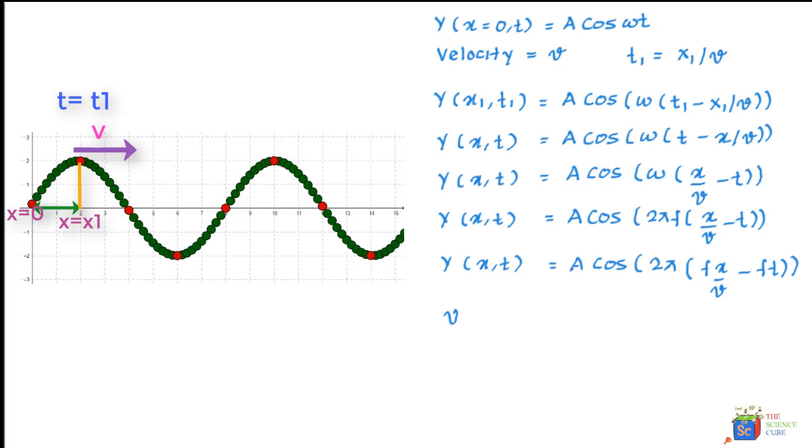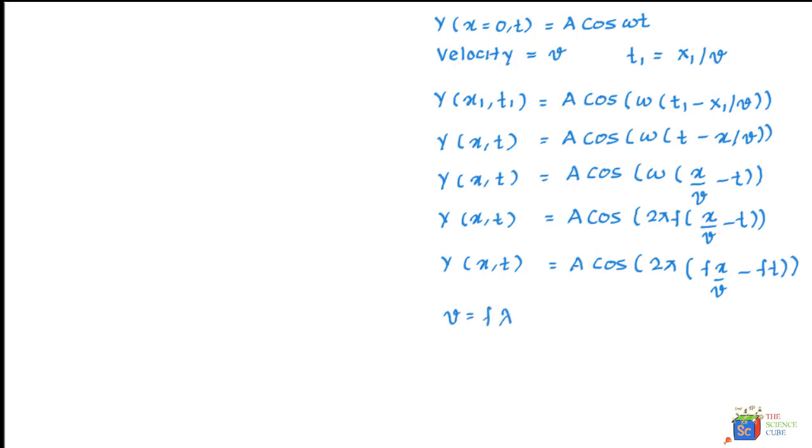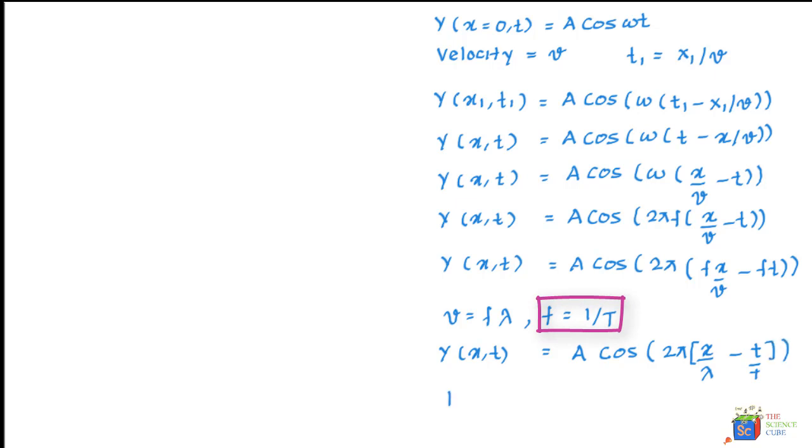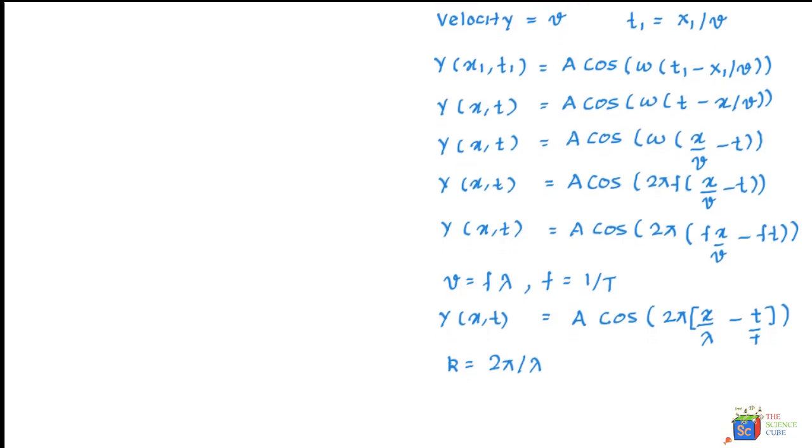And we've learned in the earlier lesson that v is equal to f lambda, where lambda is the wavelength, and we also know that f is equal to 1 upon time period T, in which case we can write the above equation as y(x,t) is equal to a cos 2 pi (x upon lambda minus t upon T). We need to put a bracket there, because f upon v is equal to 1 upon lambda, so you get lambda in the denominator. And we can simplify this further by taking a term k equal to 2 pi upon lambda, and k here is nothing but the wave number.